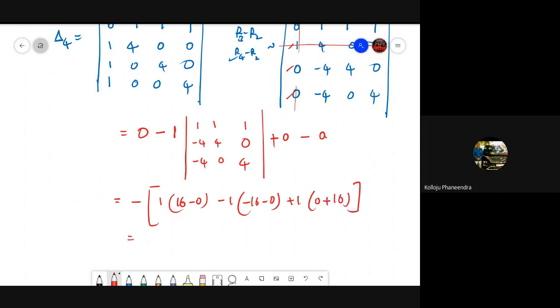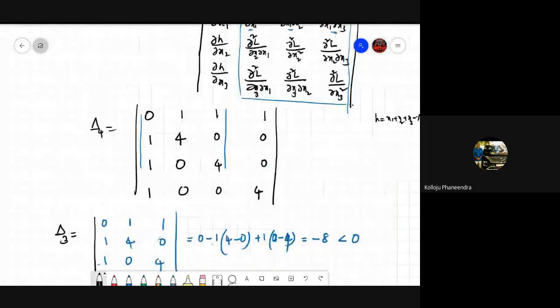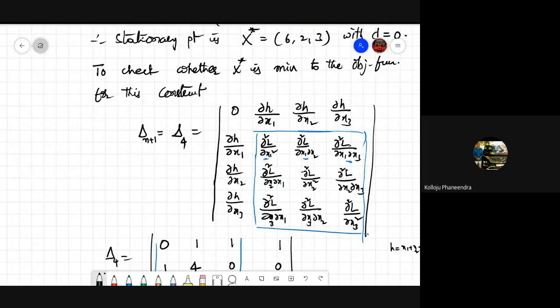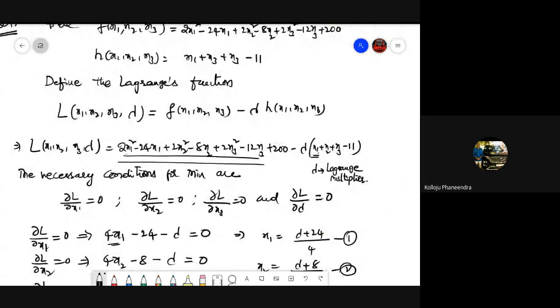So what is this value? This value is minus 16, plus 16, plus 16. So minus 48. Delta 4 is also negative, right? As I told you, what is the condition? Previously we have seen, in the method, alternate sign pattern gives maximum value. All negative gives minimum value, right? I will show you that.